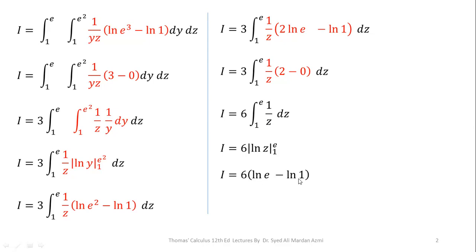Natural log of e minus natural log of 1. Natural log of e is 1 and natural log of 1 is 0. So we have the integral equal to 6.